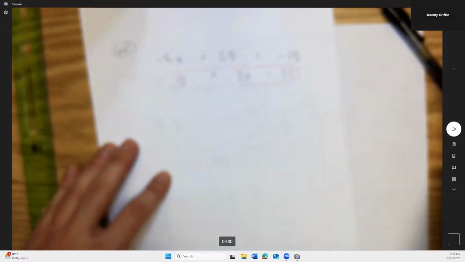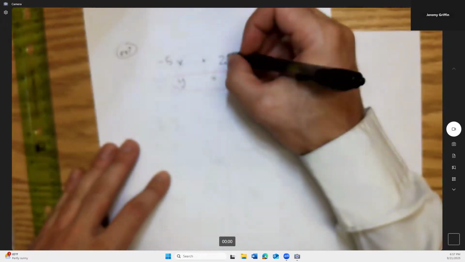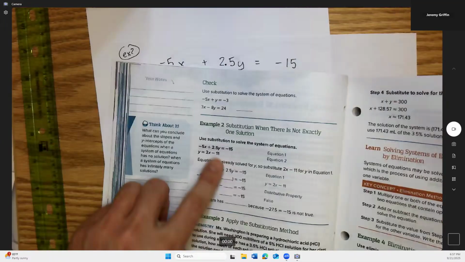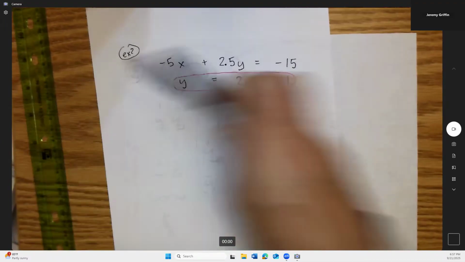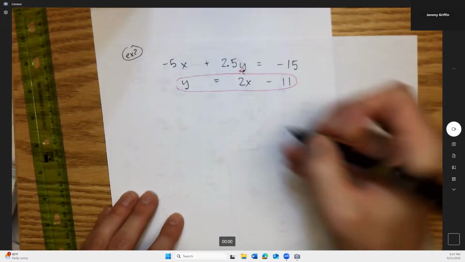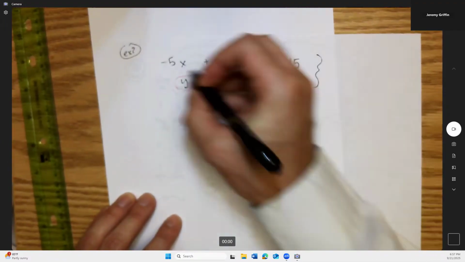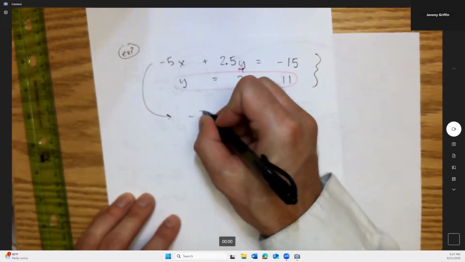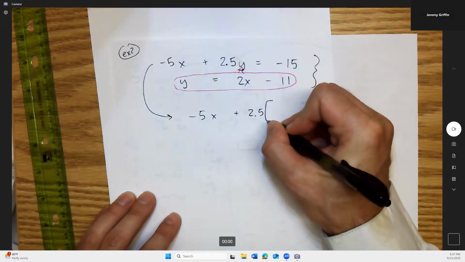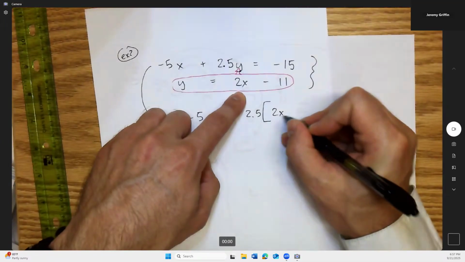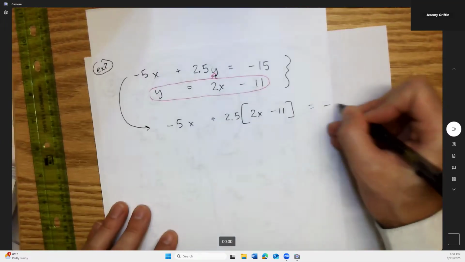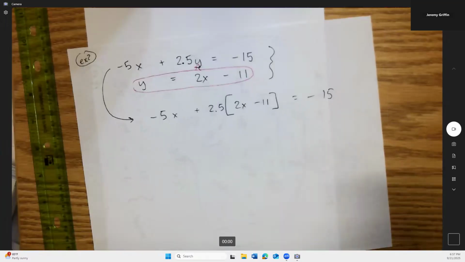And so, whoa, where'd my y go? Oops, sorry, this is a y right here. Oops, there we go. Sorry, 2.5y. Okay. There we go. Just substitute that here into this y right here. Okay, so let's do that. Here's my system of equations. Okay, but bring this one down. -5x plus 2.5, and then instead of y, I'm writing 2x minus 11 because that's also equal to y. Equals -15. Okay, so now what's going to happen?